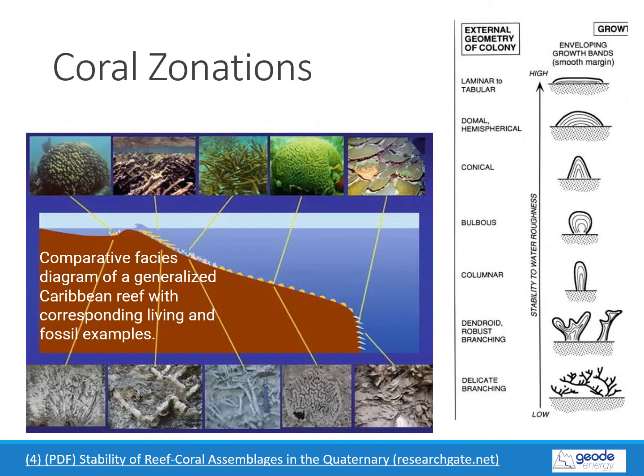Comparative facies diagrams of a generalized Caribbean reef, illustrating the corresponding living and fossil examples, show the shapes of the corals along the pinnacle reef reflect the stability to water roughness or wave energy, with branching corals obviously only able to grow in low energy environments such as below wave base, and dendroid robust branching to domal corals able to withstand higher wave activity.